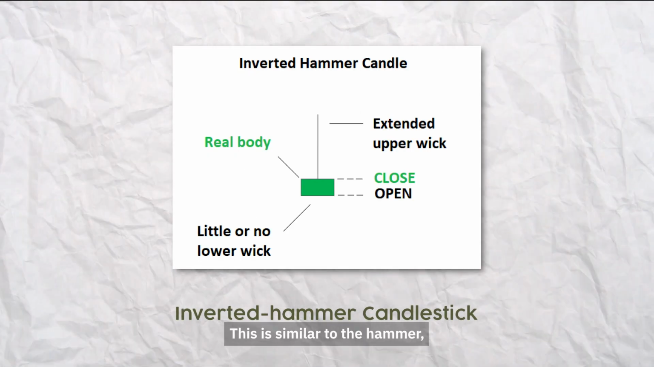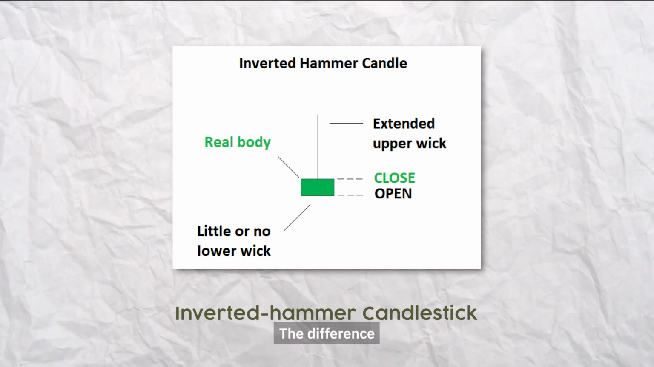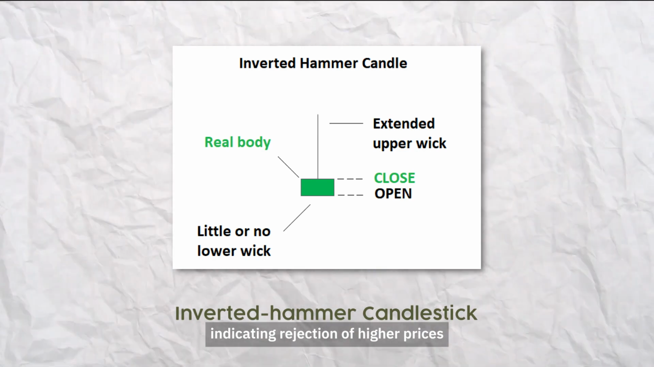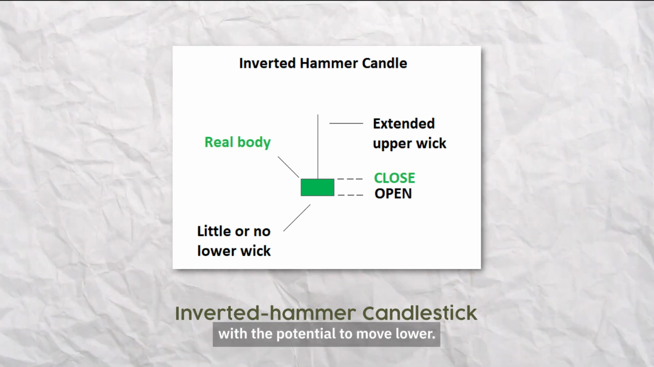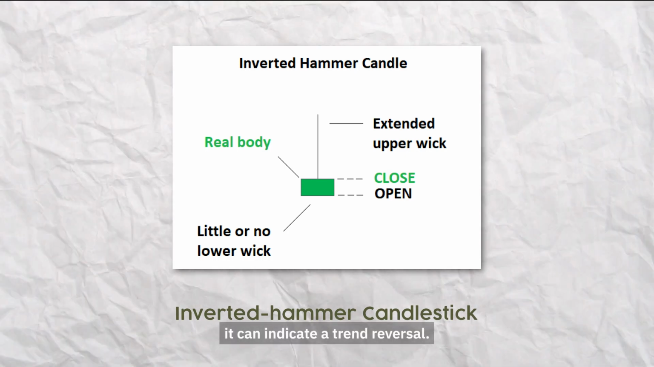Inverted hammer. This is similar to the hammer but occurs at the bottom of a downtrend. The difference is that the long shadow is above the body, indicating rejection of higher prices with the potential to move lower. However, if followed by a bullish candle, it can indicate a trend reversal.